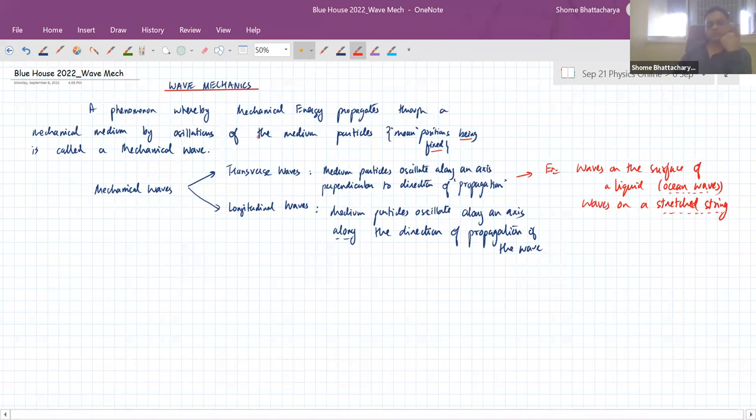So these are examples of transverse waves, whereas longitudinal waves are the ones where the particles oscillate, their amplitudes, along the same axis as the propagation direction. The physical example of this is sound waves.